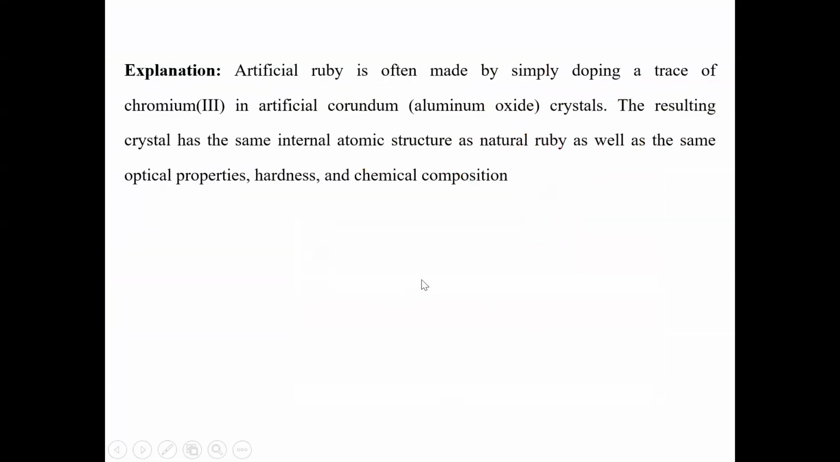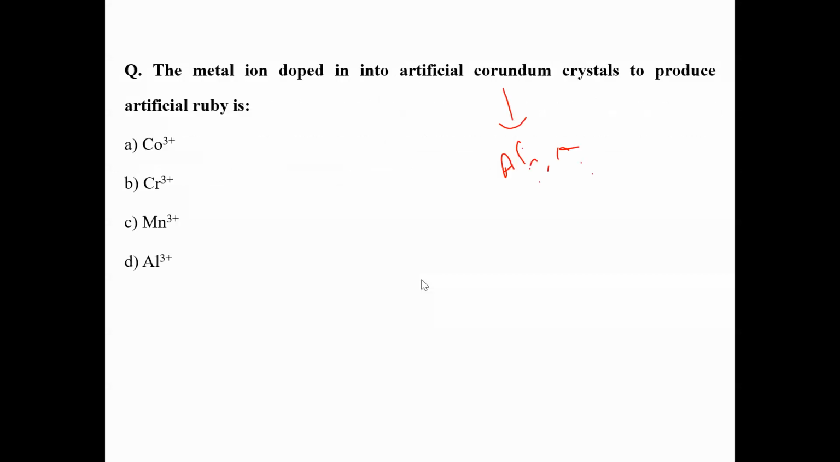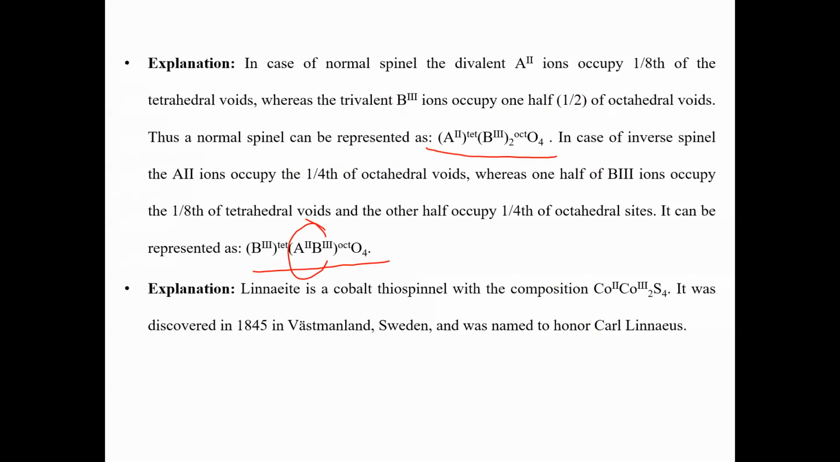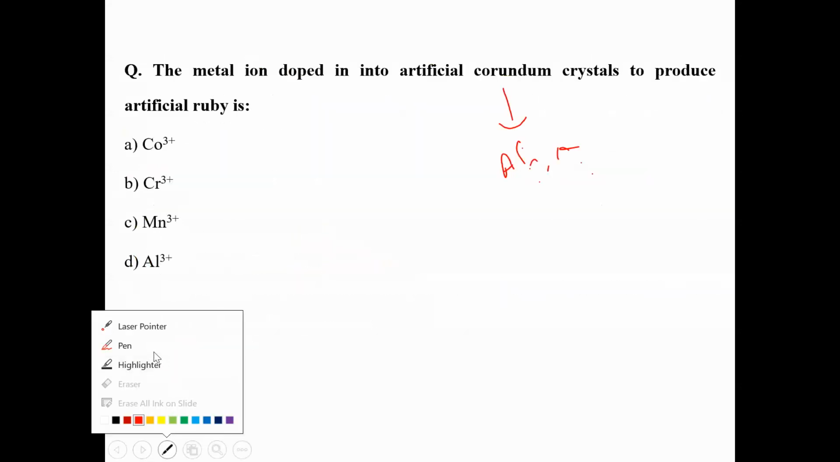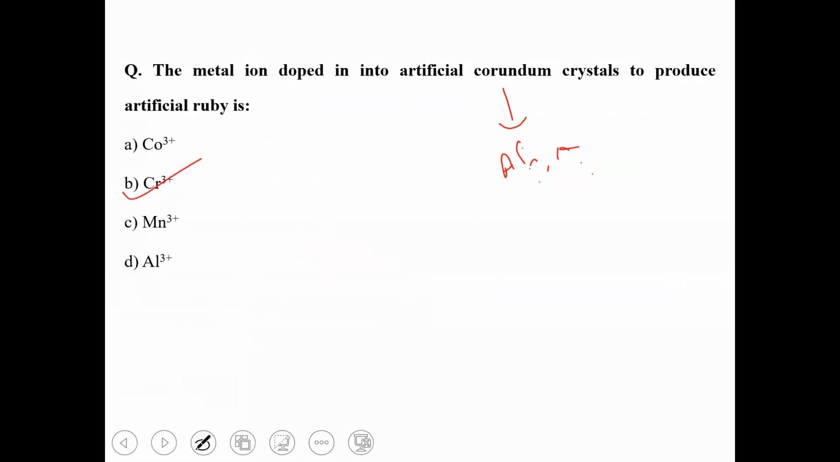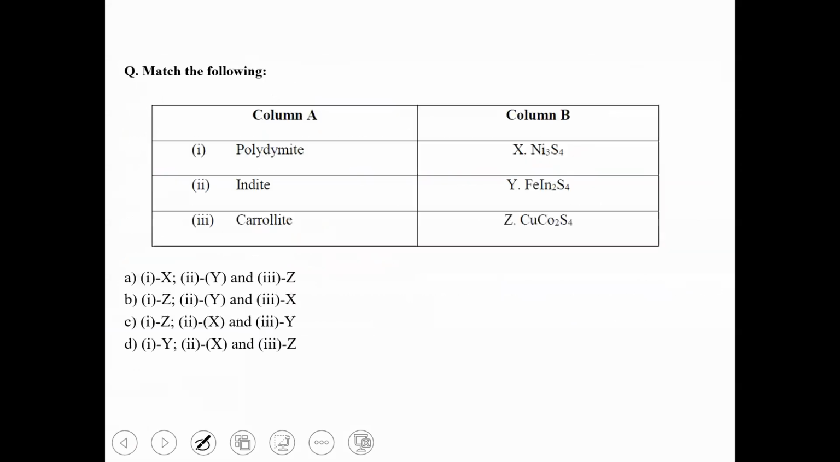So the artificial ruby is often made by simply doping a trace of chromium in artificial corundum, that is aluminum oxide crystals, right? So the resulting crystal has the same internal atomic structure as natural ruby, as well as the same optical properties, hardness, and chemical composition. Okay. So the chromium plus 3 will be the right answer. Okay. So match the following.